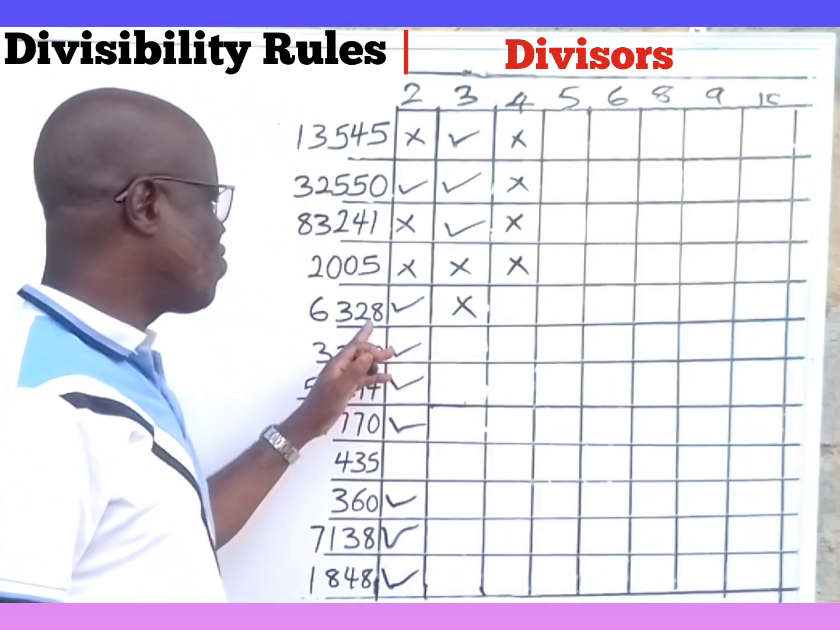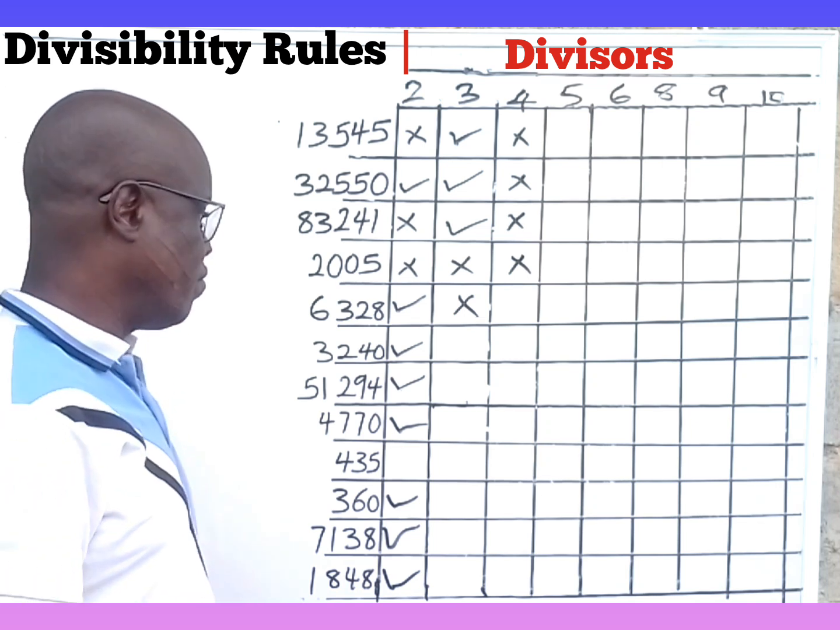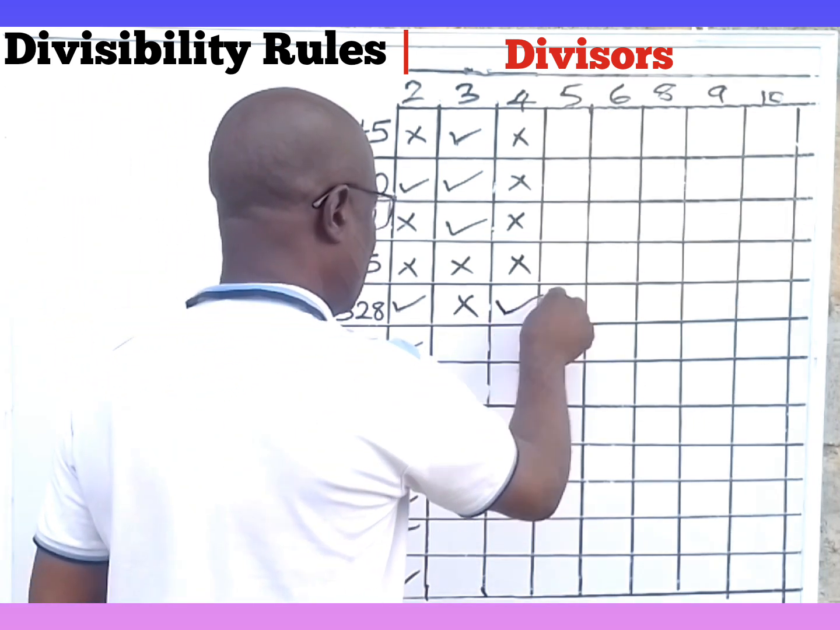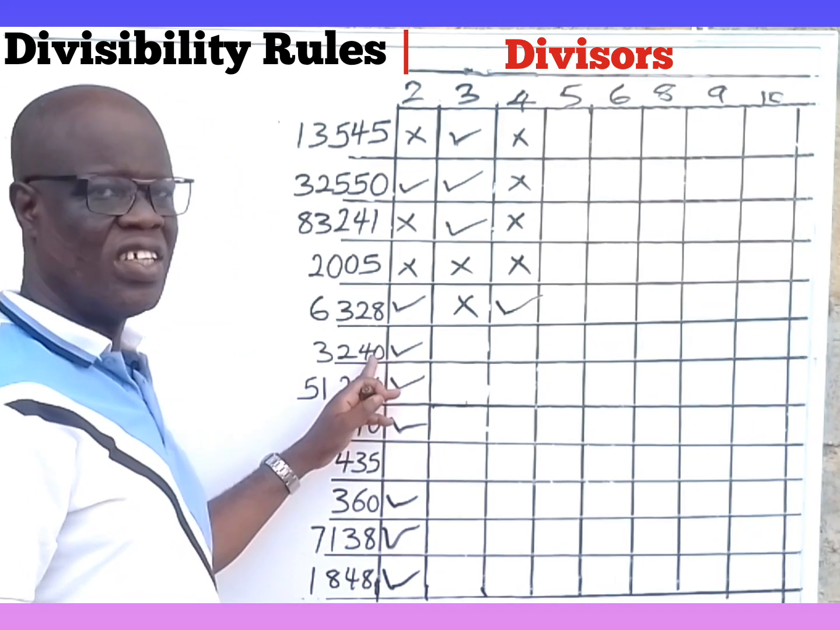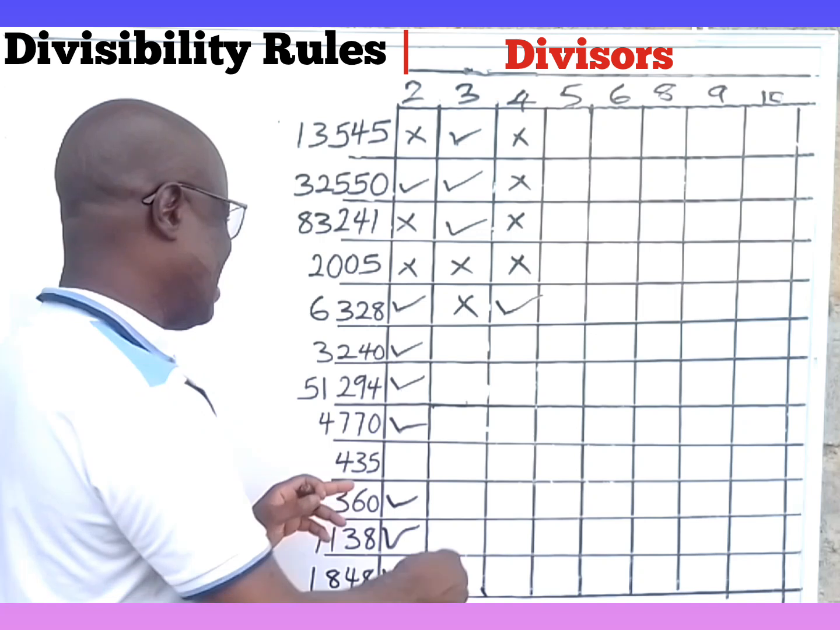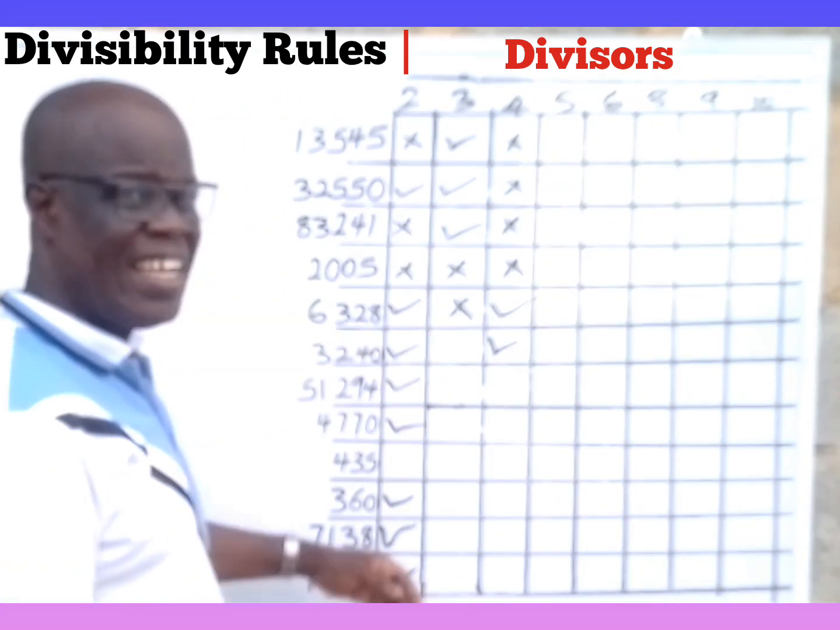This cannot be. This is 28. 28 divided by 4, and that is 7. So this can be divided. This number can be divided by 4. Now look at this. This is 40. 40 divided by 4 is 10. Therefore, this can be divided by 4. So you can try the rest.